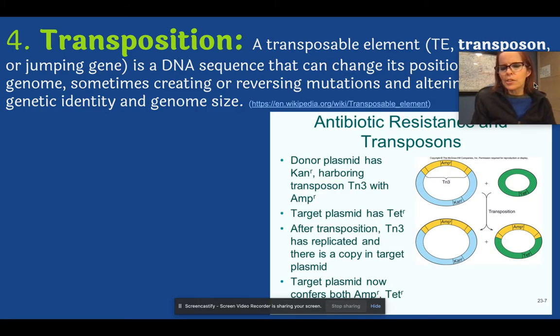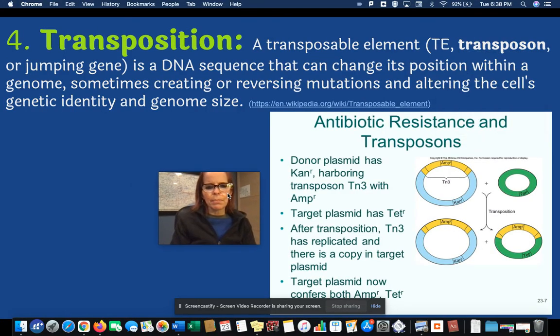All right, and then the last one for the bacteria, and I'm trying to get my picture. There's no way to get my picture in the right place. This one's probably the most complicated. It's called transposition, and I'm just going to read you a quote straight out of Wikipedia.